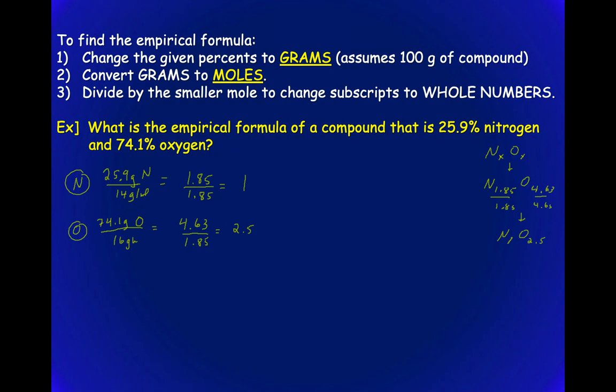What you want to try to do here is take these and adjust them to get them both whole numbers. The only way you can really do this is multiply both by 2. If you multiply both by 2, you get full whole numbers, and that's what we want. So we're going to get 2 here, and we're going to get 5. And now I am done. Now I'm going to have N2O5. You found your subscript.